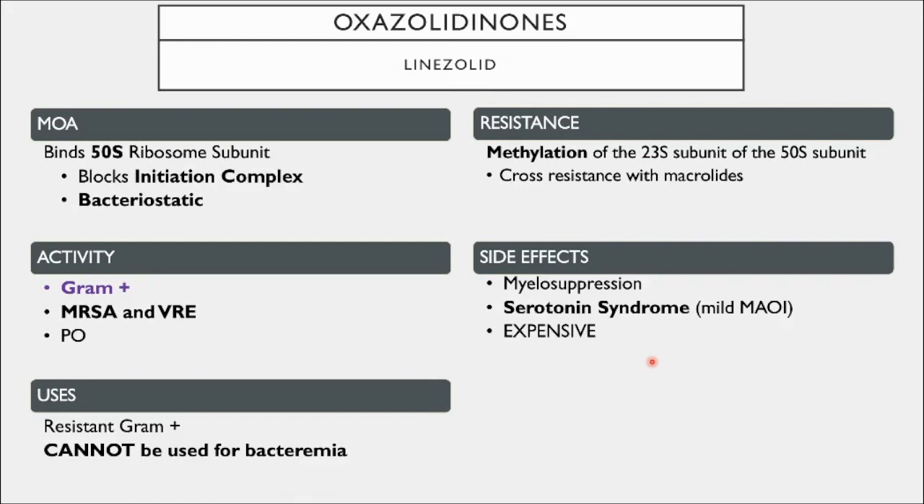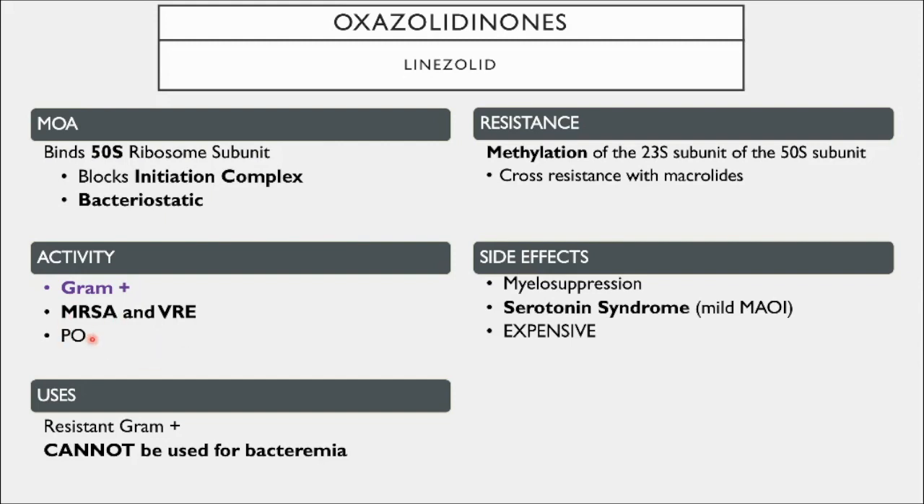Oxazolidinones, otherwise known as linezolid. These are relatively newer drugs. They also block the 50S ribosome subunit, and are bacteriostatic. They actually block initiation of the ribosome subunit. Unlike the other ones, which are broad spectrum or gram-negative, this one is actually gram-positive only. Mostly it's used for MRSA and vancomycin-resistant enterococcus.